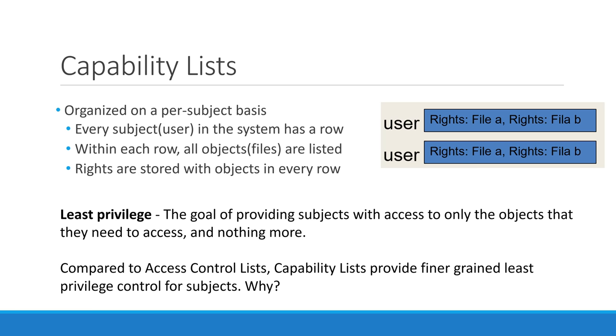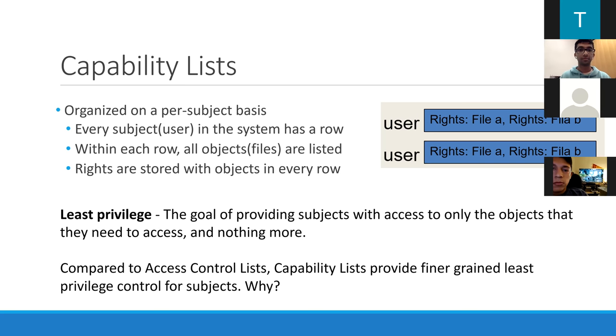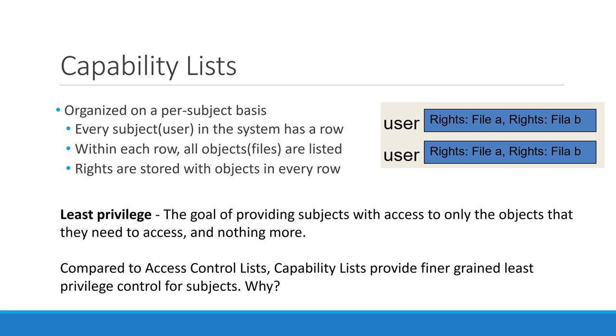And then going along with that concept of least privilege, compared to access control lists, capability lists will provide you with a finer grained least privilege control for subjects. And why? Well, this is because capability lists are on a per subject basis to control the minimum permissions for a subject. All you have to do in a capability list is go through every subject that you want to target. In contrast, if you're going to do this with access control lists, you would have to go through every single object and then go through every single subject in each one of those objects. So that's why it's easier to manage least privilege with a capability list.